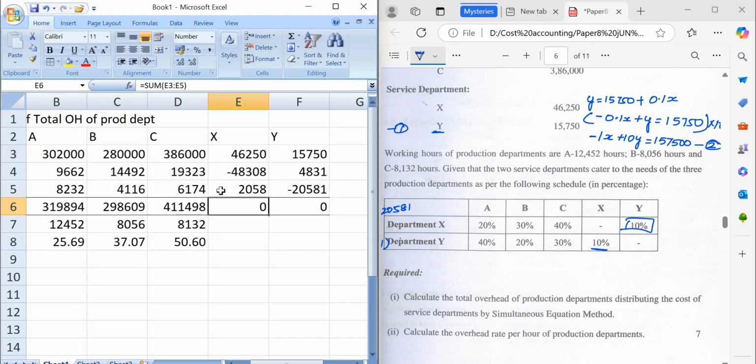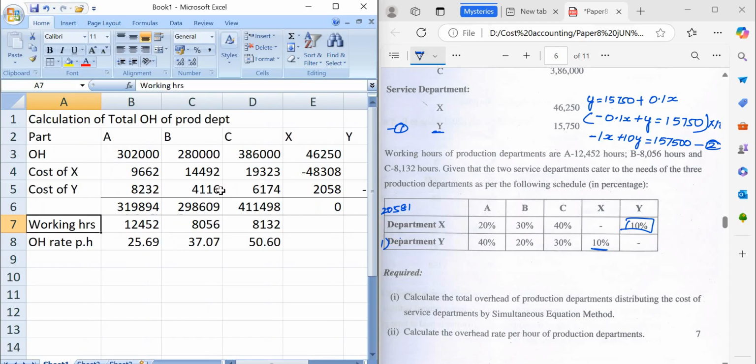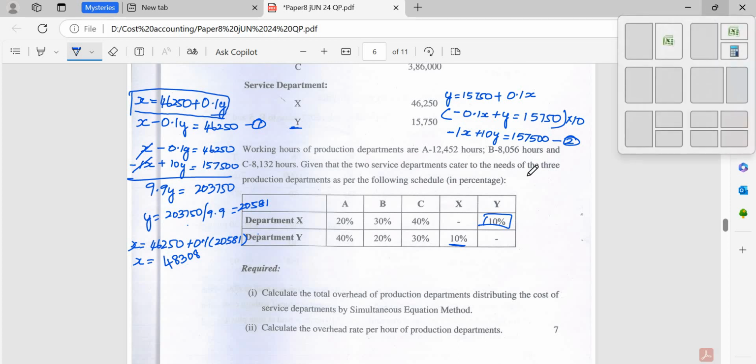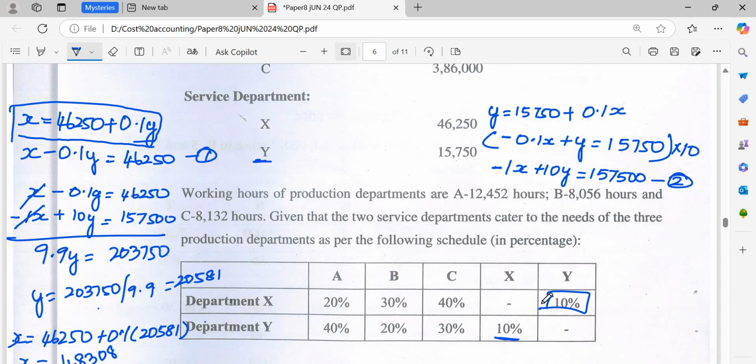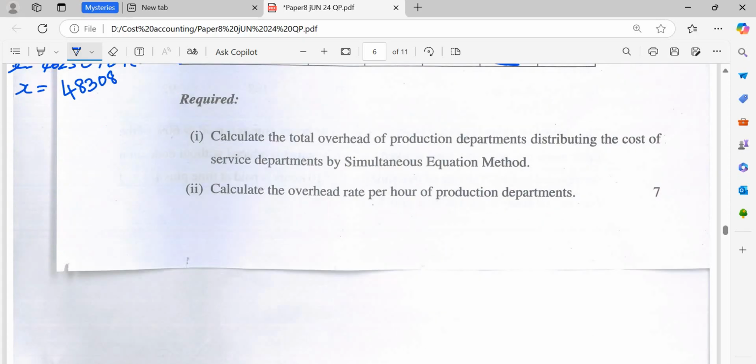So after that, for 1 mark, overhead rate per hour. So remember to follow the steps and write down all the steps clearly so that we will be getting all the stepwise marks as well. So next, let's move on to the next question.